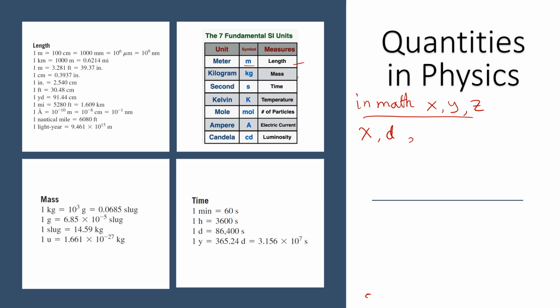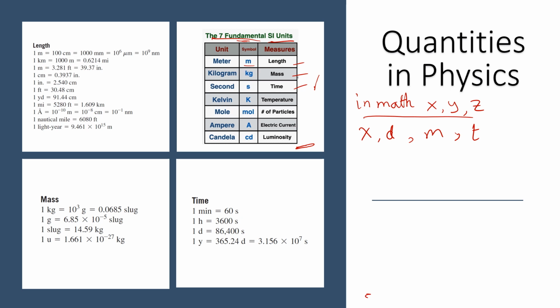And we have, for example, a quantity named m, which is mostly the mass, and the quantity named t, which is the time. In physics, first I will talk about this table, which has 7 fundamental quantities in the SI unit system. Fundamental means that we cannot derive these quantities from any other quantity. They are basic or fundamental quantities.